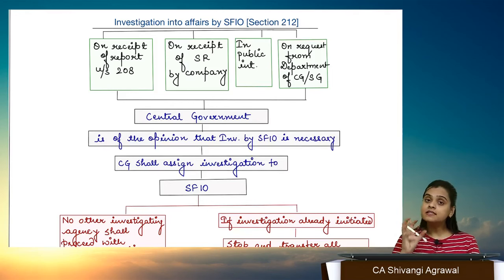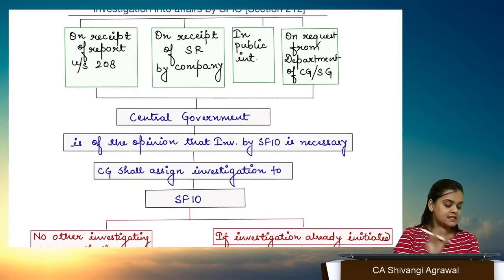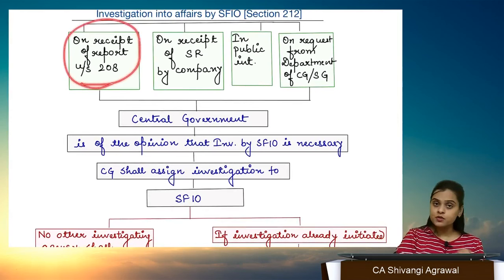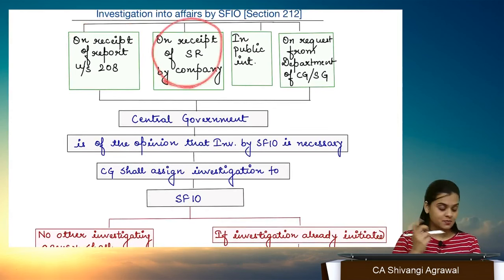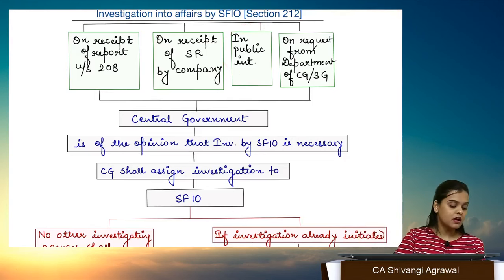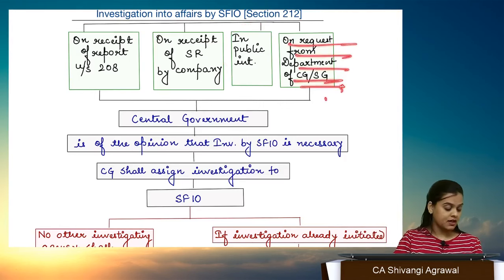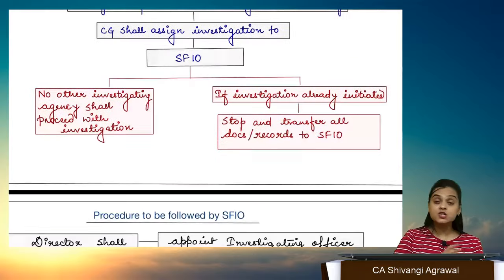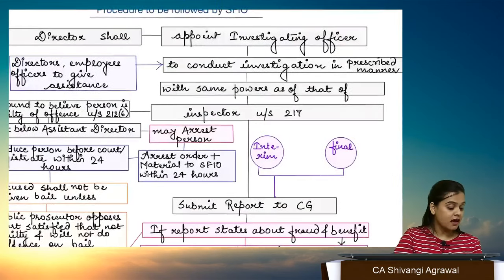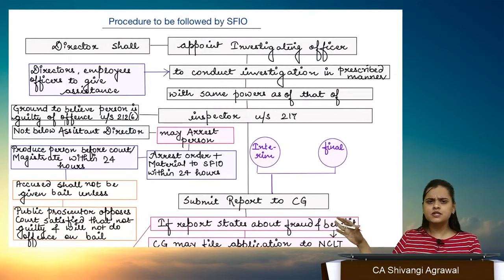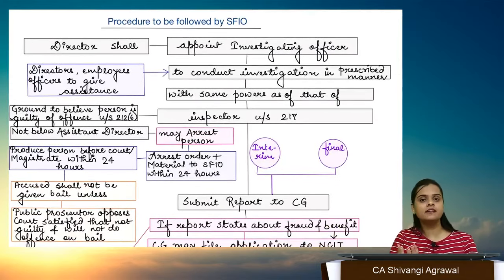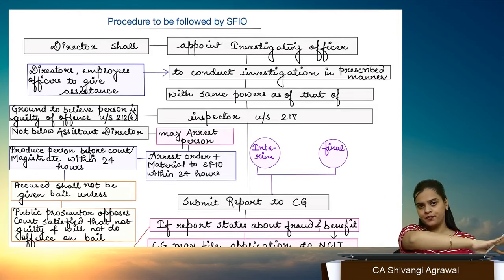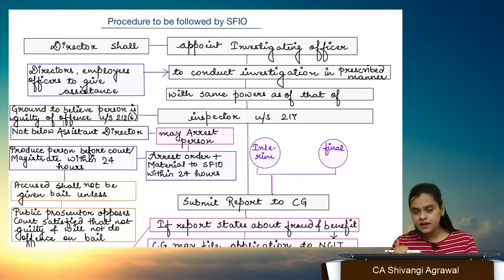Where the central government assigns some cases of investigation to SFIO. Which cases, ma'am? That is completely a discretionary choice of the government. However, in these four cases, the government can do so. When the government receives a report under section 208, when SR is passed by the company in public interest, which is an open ground, and on request from a Department of CG or SG, the central government is of the opinion that investigation must be carried out by SFIO only, then it assigns the case to SFIO. When the investigation is started by SFIO, all other investigating agencies will stop their investigation. Whatever their findings are, they are going to give it to SFIO. Fine? Okay.